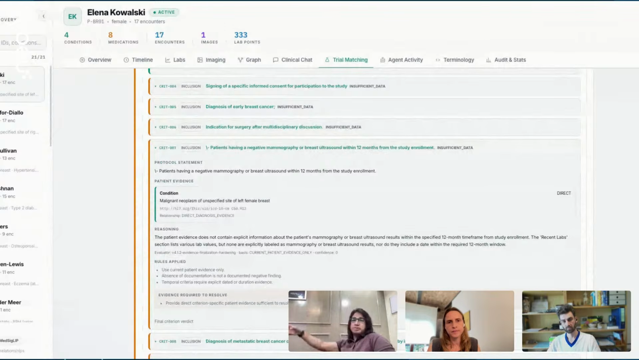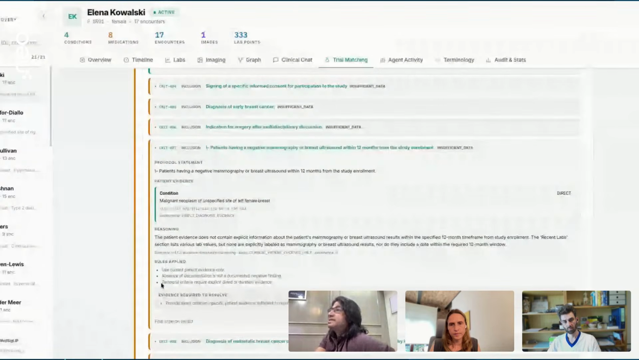tries to find out, because in most X-rays, there is a date parameter. Even if it is being missed in the primary record source, it should be there in the primary image data. This is where the entire thing comes in. And if you look into it, the rule applied says temporal criteria required explicit dated or duration evidence. This is what we think is G.A.M.E.R.S, and this is what we think can be done much better in the field of clinical reasoning or in the field of clinical evidence in the world coming forward.